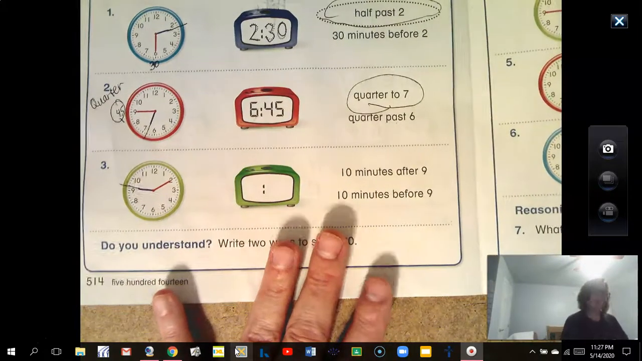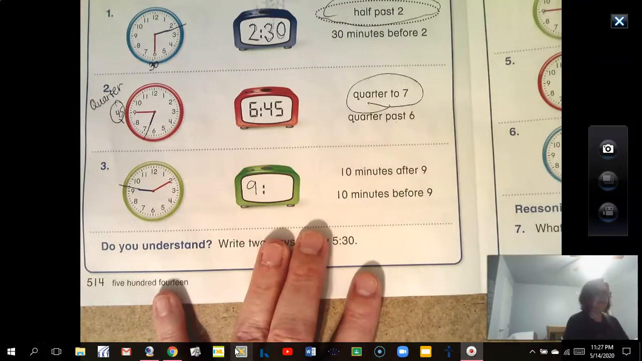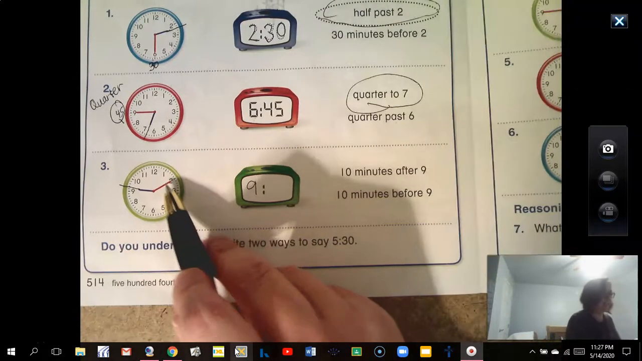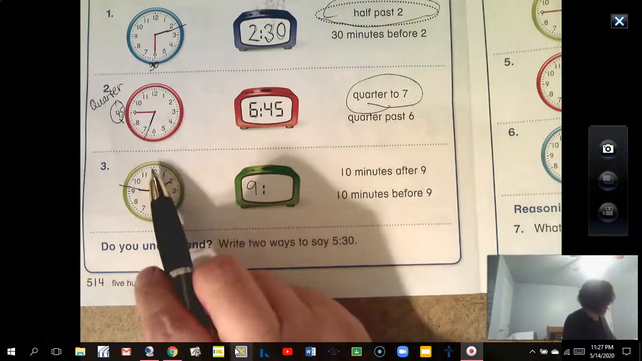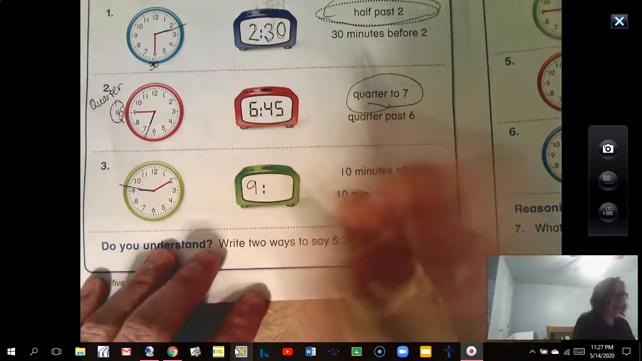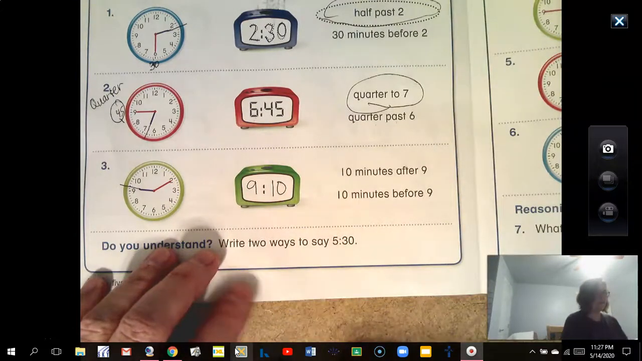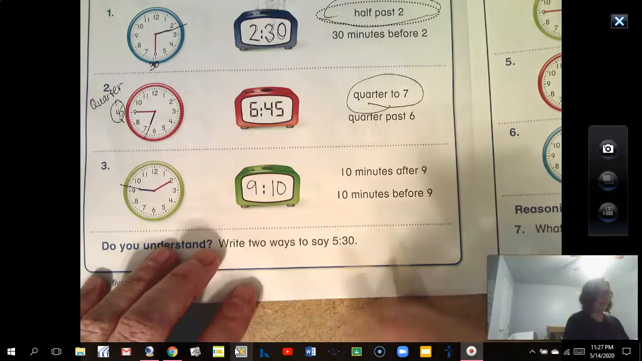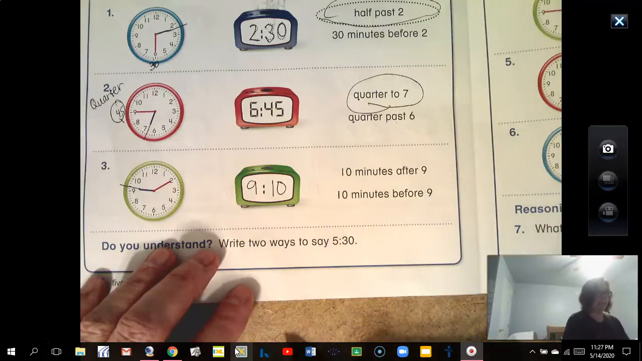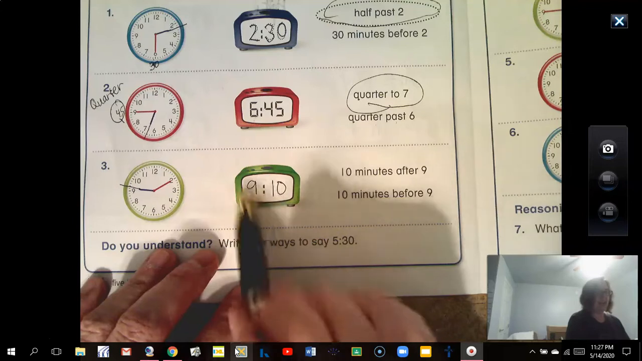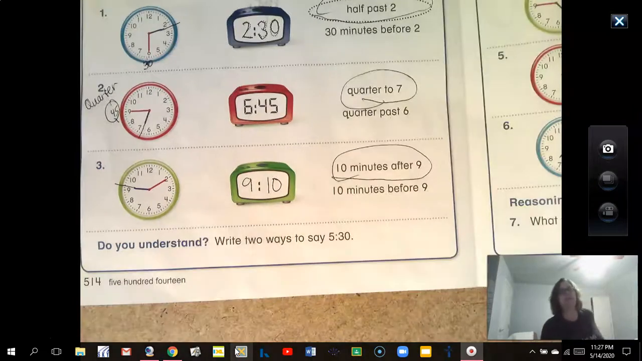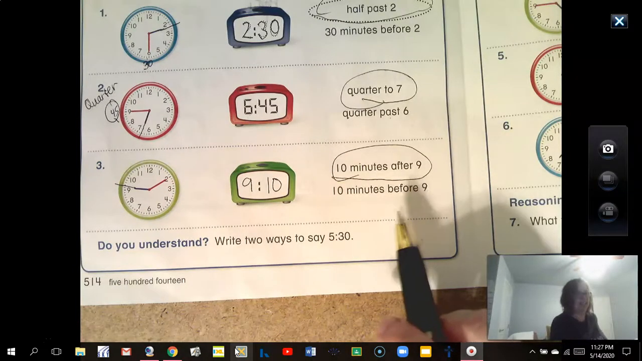So if I finish that line, it is at the 9. And I look at the minute hand, and it is on the 2. So if you count by 5s, 5, 10, so 9:10. Okay, and is it 10 minutes after 9 or is it 10 minutes before 9? Well, the hour is 9 o'clock, so it is 9. And so it's 10 minutes after 9. It's not before 9, otherwise it'd be 8 something.